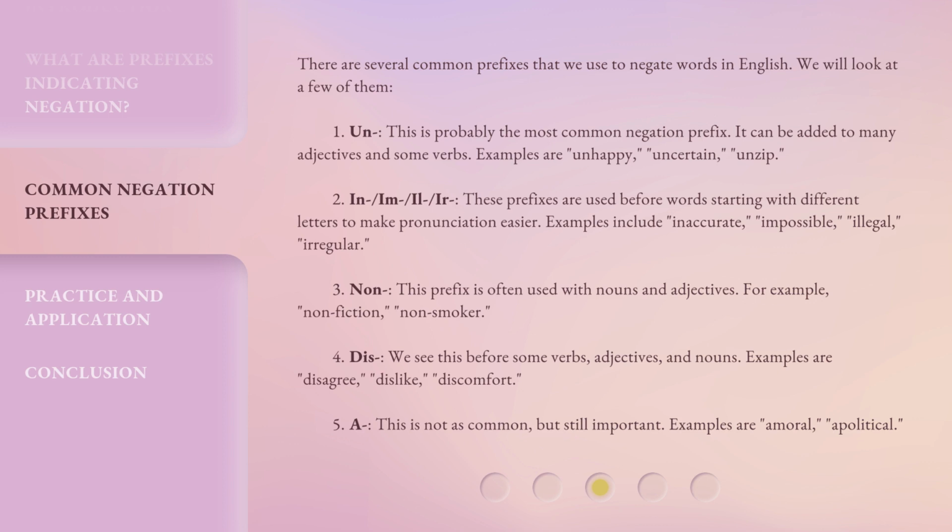4. Dis. We see this before some verbs, adjectives, and nouns. Examples are disagree, dislike, discomfort. 5. A. This is not as common, but still important. Examples are amoral, apolitical.